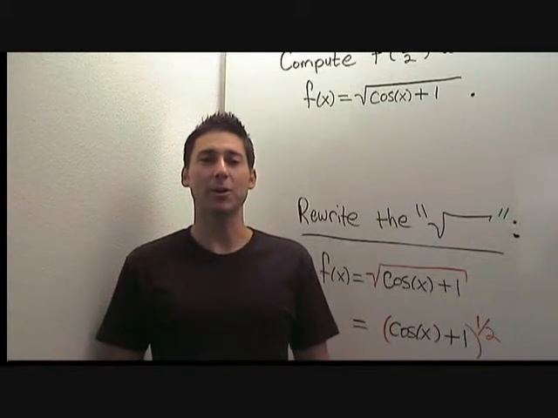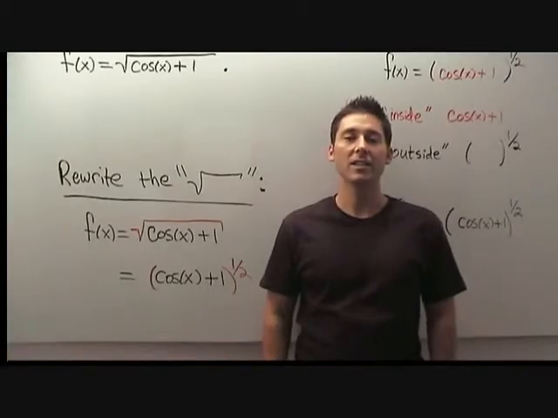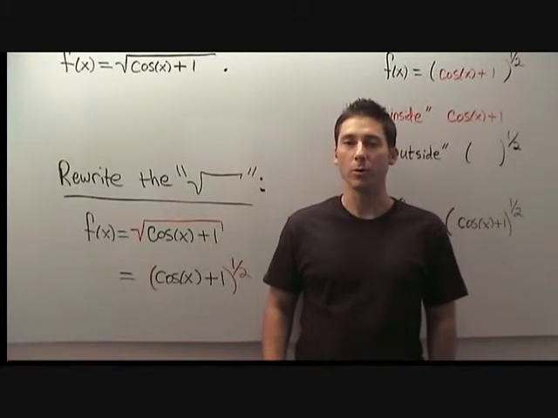This problem is about computing the derivative and using the chain rule. Compute f prime of pi over 2 when f of x is equal to the square root of cosine of x plus 1. A nice technique to use when computing derivatives of functions that involve the square root is to rewrite the square root as a power.